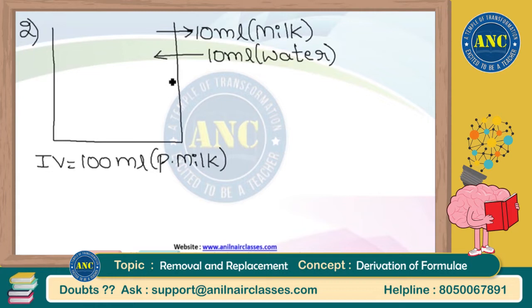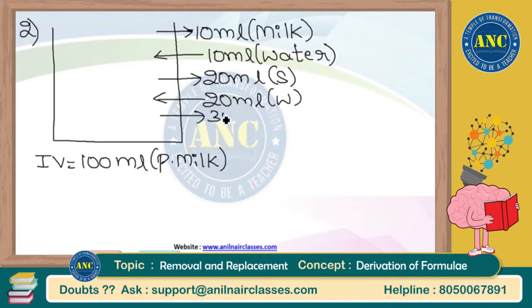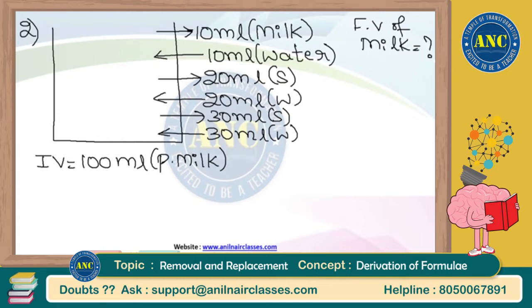Next, I will take out 20 ml of solution outside the vessel and add 20 ml of water into the vessel. Again, I will take out 30 ml of solution outside the vessel and add 30 ml of water into the vessel. Your question is, what is the final volume of milk inside the vessel? Finally, how much milk content is present? That is what we need to find.